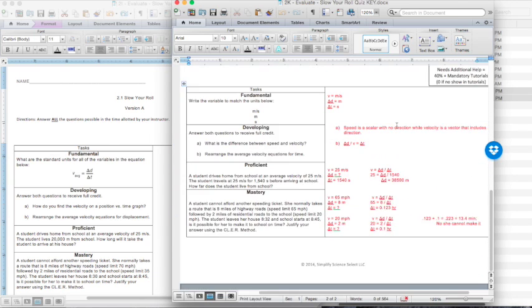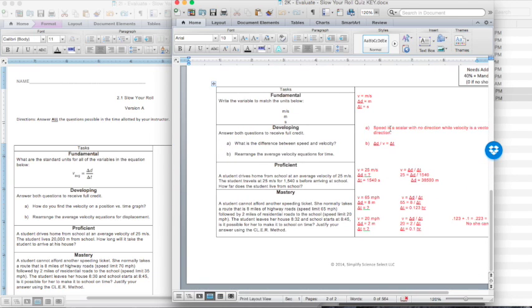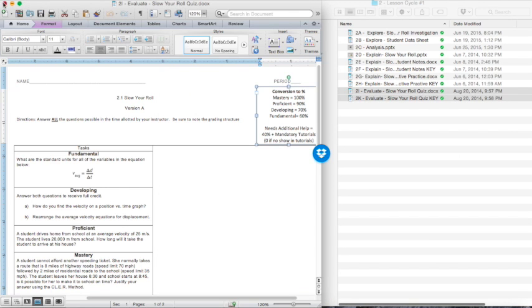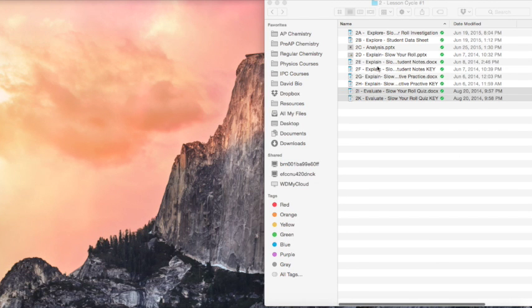But like all our documents, everything in here is 100% editable. You'll see that all of them are in Word format or PowerPoint format. They're not locked. They're not in PDF format. You are free to edit these documents to serve the needs of your particular students.